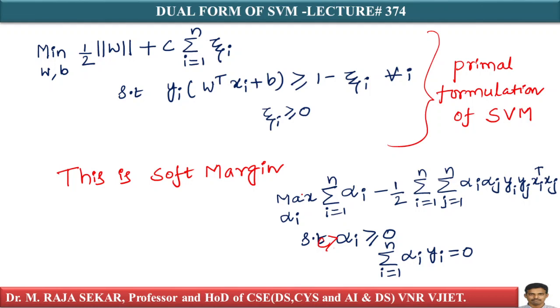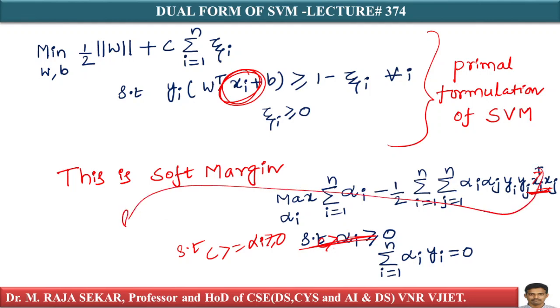C is greater than or equal to alpha, isn't it? This can be written as such that C is greater than or equal to alpha I, which is greater than 0, isn't it? Anyway, what it says is that in the case of the primal form, you are getting only xi, whereas in the case of the dual form, you are getting xi transpose xj.